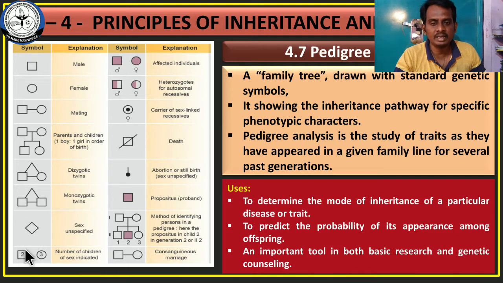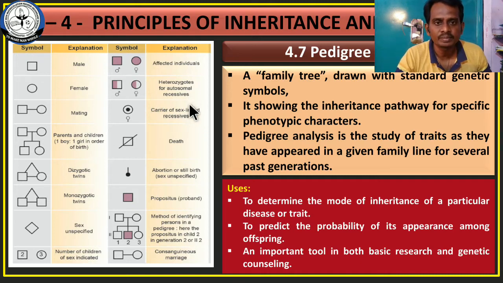Any number within the box or in the circle indicates the number of children of the sexes indicated. These are some symbols. A dot within the circle indicates a carrier for the X-linked recessive gene. This is an expected one-mark question: carrier for a recessive X-linked gene. A dot within the circle, and this symbol indicates a death.